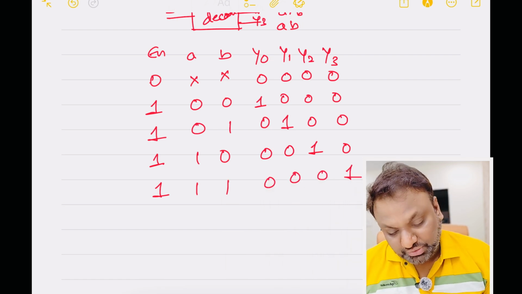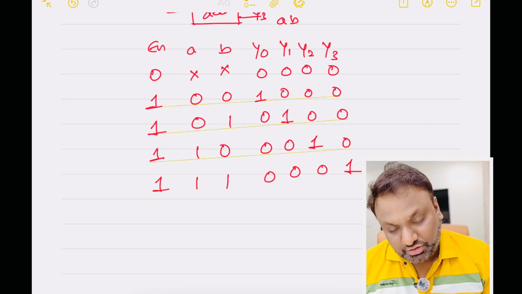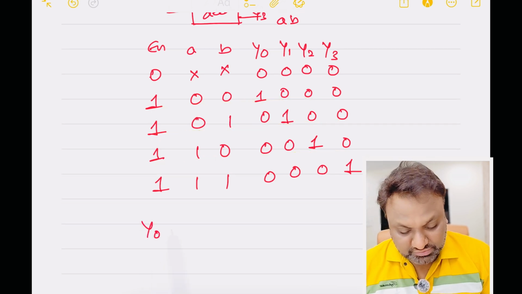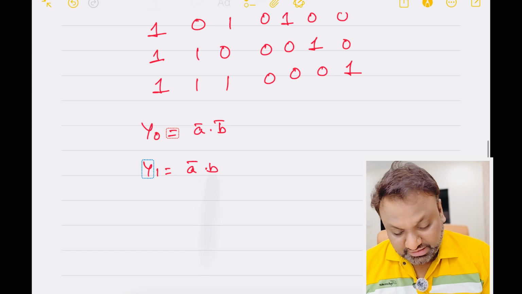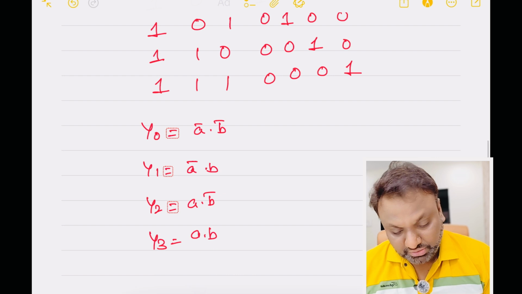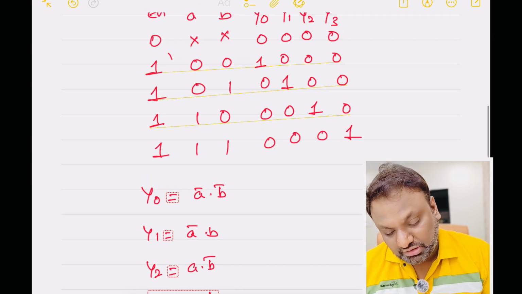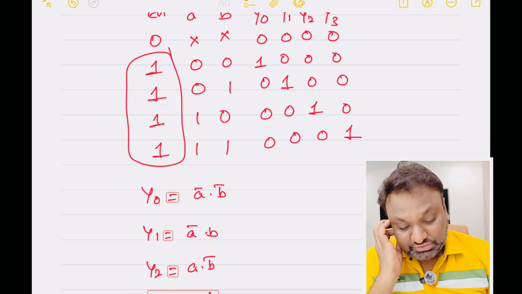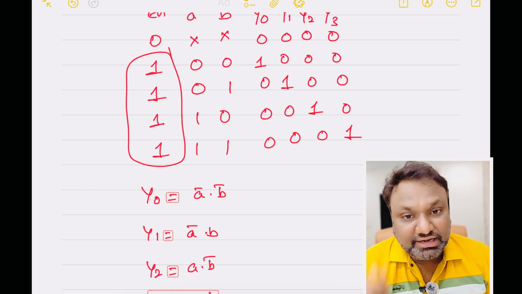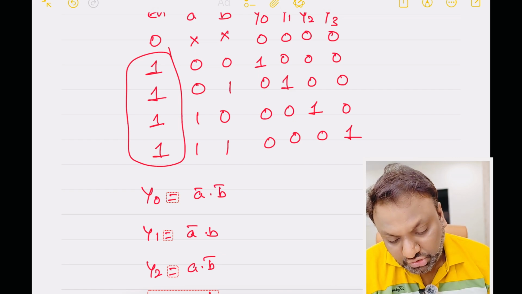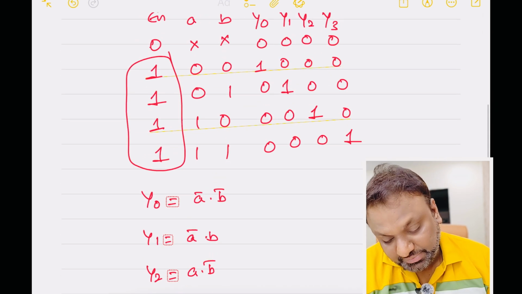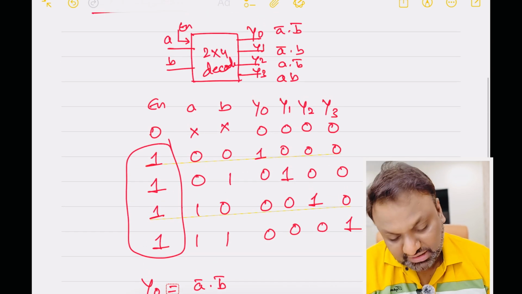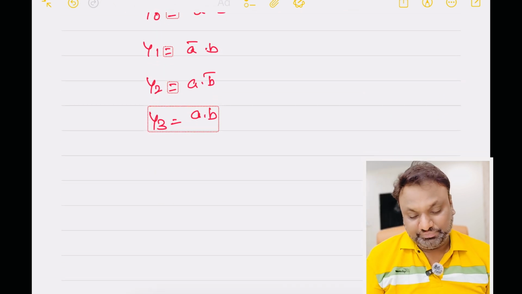So this is the truth table. From this truth table we can also write the output equations. y0 is equal to A bar into B bar, y1 is equal to A bar B, y2 is equal to A into B bar, and y3 is equal to A into B. For all the conditions my enable input should always be equal to 1. That is most important. A decoder is nothing but n inputs and 2 power n outputs. If enable is equal to 1, depending on the input condition A and B, you get an output.